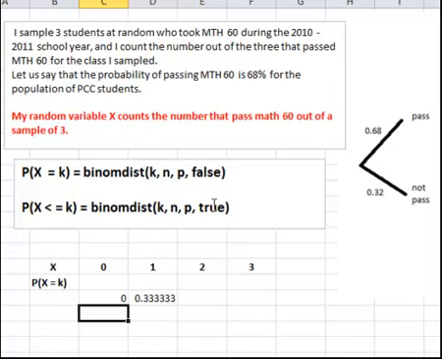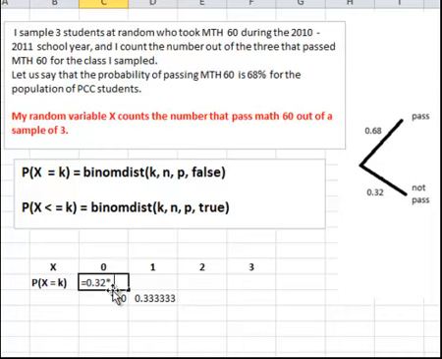Suppose I want to know the probability of exactly 0, the probability that x equals 0. Then I would use this command, and the tag word is false, because I want to know just that value. Looking at my tree, I can see how I would get that value. I can get that value by typing 0.32 times 0.32 times 0.32. In other words, the probability of 0 people passing would be 1 person doesn't pass, and another person doesn't pass, and the third person doesn't pass.